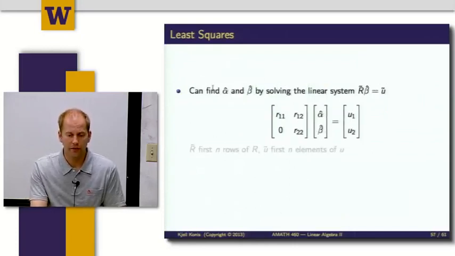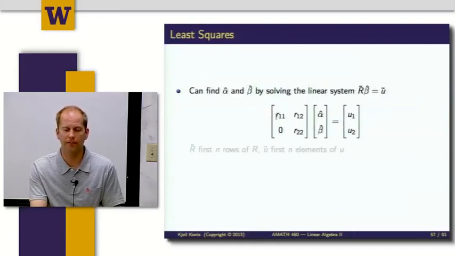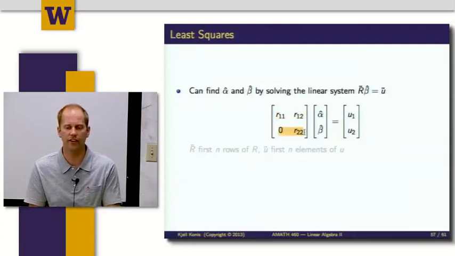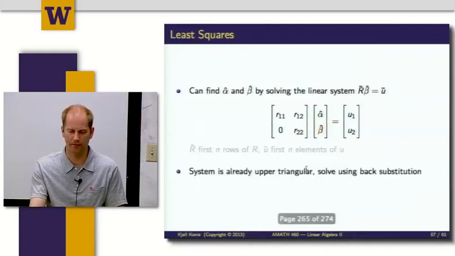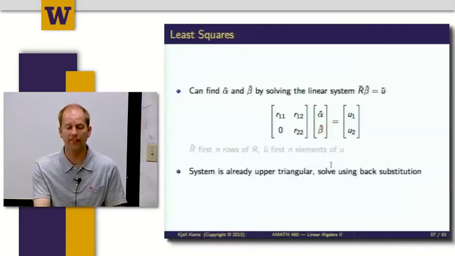And so it turns out I can find alpha hat and beta hat just by solving the linear system. So I just have to take the first two rows, or the first n rows in general, of this matrix R, and then the solution to this linear system, alpha hat and beta hat, are going to be the slope and the y-intercept that I'm after. And since R was designed to be upper triangular, this system is already upper triangular, so I can solve it directly just using back substitution.